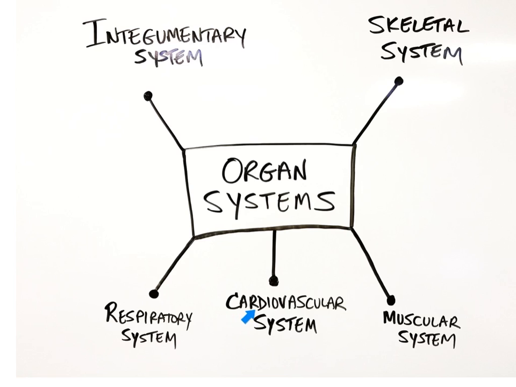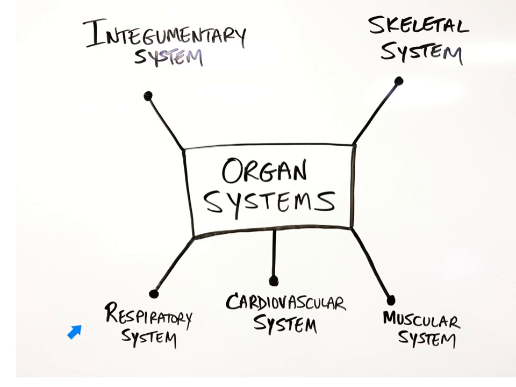The cardiovascular system. This includes the heart, blood, and blood vessels. It functions in the transport of oxygen, carbon dioxide, nutrients, hormones, and wastes. It also plays a big role in immune defense against disease-causing organisms.